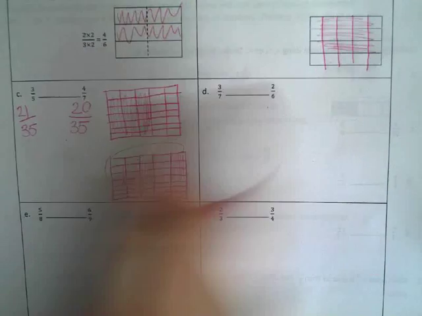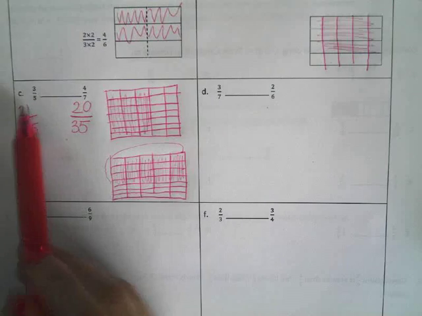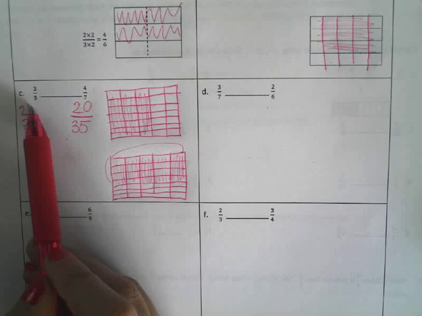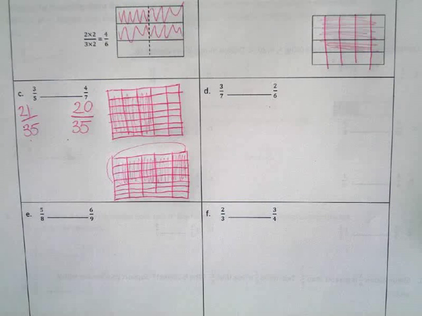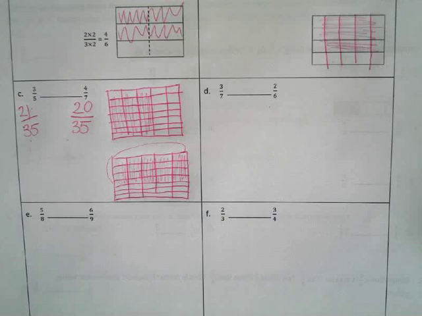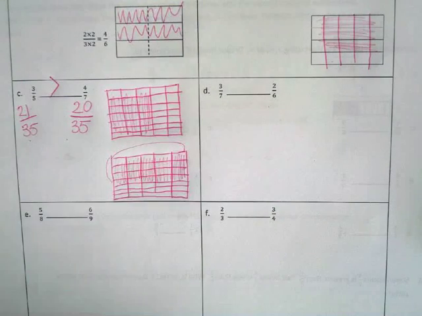So you could count those all up, or you could just, you multiplied your 7 by 5, so you're going to multiply your 4 by 5. Use what's right in front of you. Don't make it harder than it has to be, right? So which one's bigger, 3 fifths or 4 sevenths? 3 fifths, because 21 is more than 20.